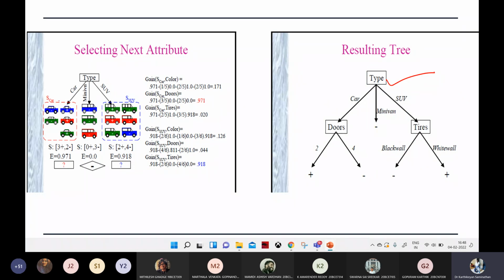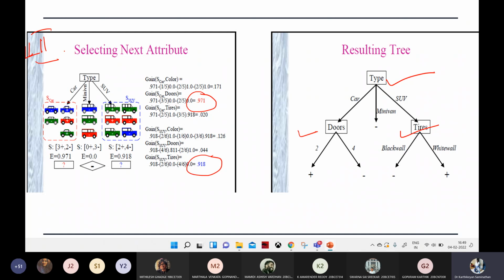Again, if you start calculating for type car, doors and tires, you can see doors has 0.71, tires has 0.918. This has the lower value, so it will come on the left side. This has the highest value, so it will go on the right side. Again, now take door. Door has 2 positive, 4 negative. Again, start doing this, and until you reach a leaf node you will get it like this. This is how you calculate the next attribute. This is your step 2, level 2 calculation, selecting the next attribute. So this is how you need to build the decision tree.